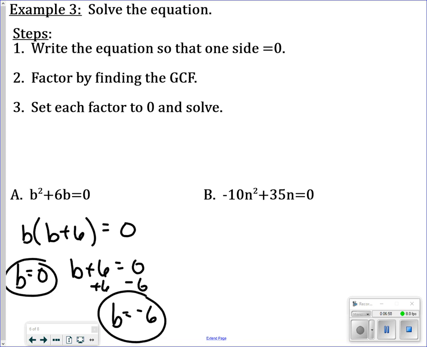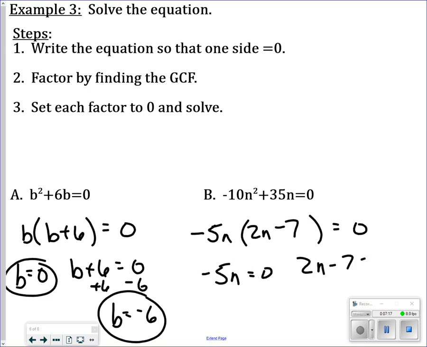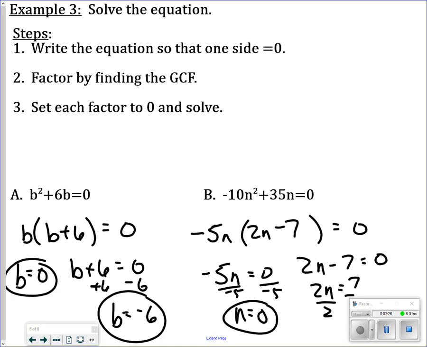Now I'm not a big fan of having a negative in front, but we'll go ahead and take out a negative 5n. So if I divide by negative 5, I'm going to take a negative and the 5 out and take away 1n. So I'm left with 2n minus 7. Once I have it in factored form, set the factors equal to 0 and solve. So again, the key to this, it's not an x, it's an n.